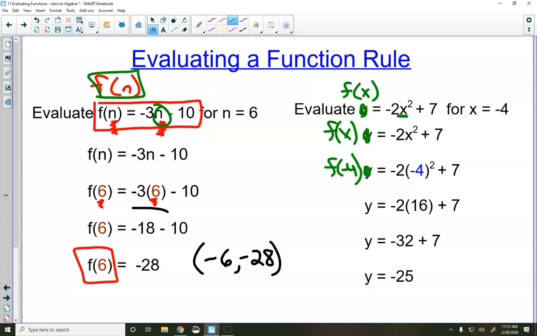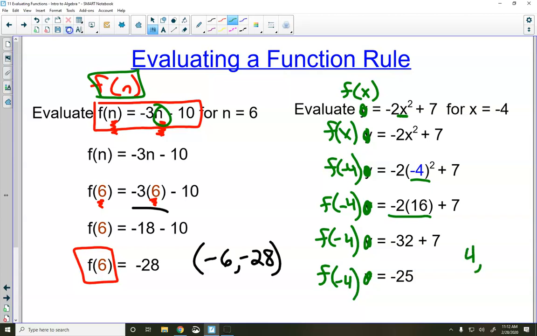We'd substitute in negative 4. So negative 4 squared is 16. So the function of negative 4 is equal to negative 2 times 16 plus 7. Order of operations. So now multiply negative 2 times 16, which is negative 32. So the function of negative 4 is equal to negative 32 plus 7. Negative 32 plus 7 is negative 25, so the function of negative 4 is equal to negative 25.